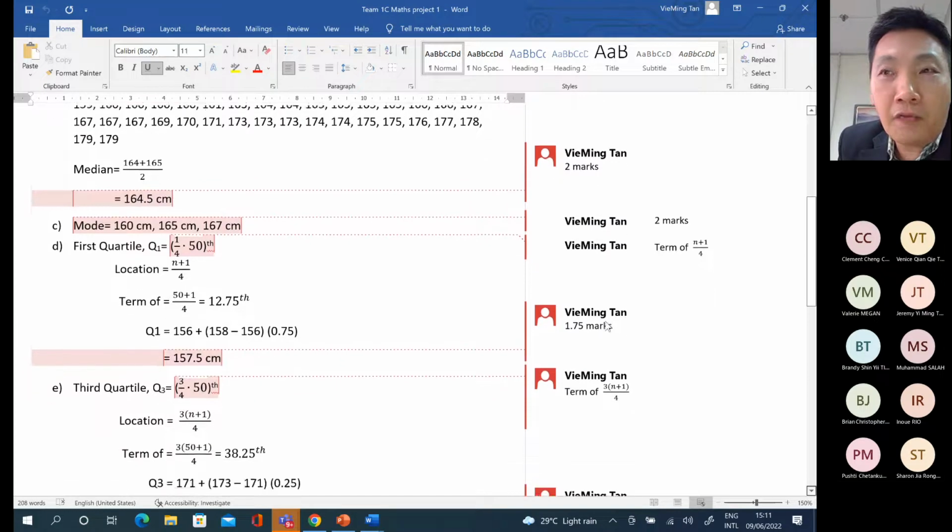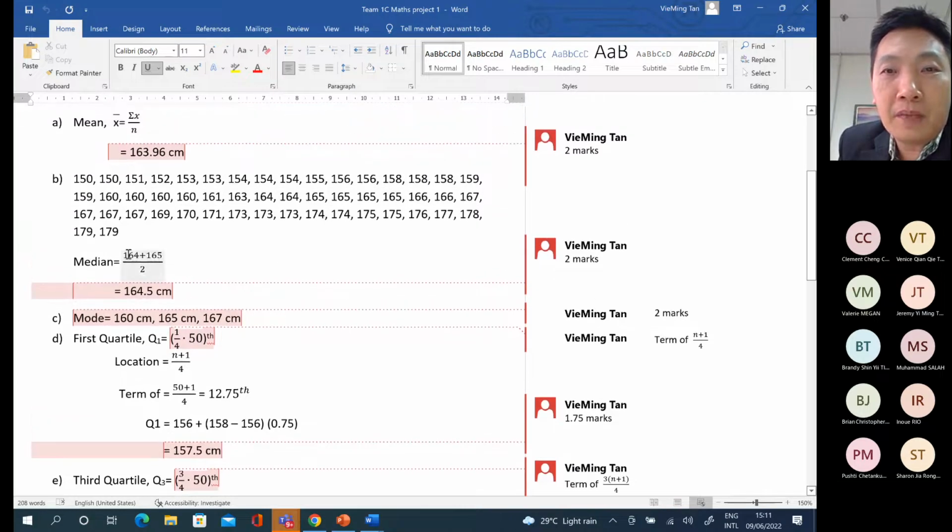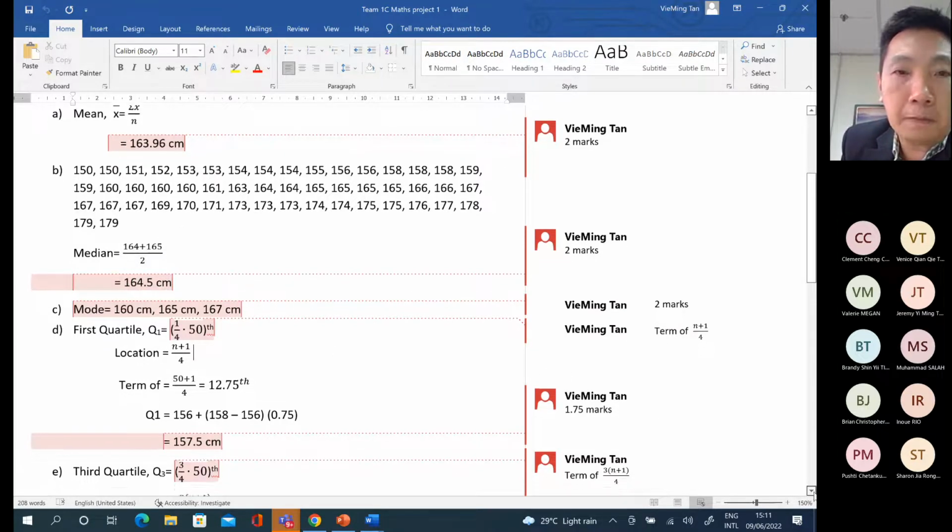2C, in fact, you should go for mode before we go for median. The sequence is not correct, but I did not deduct the marks. All right. Then D, first quartile.